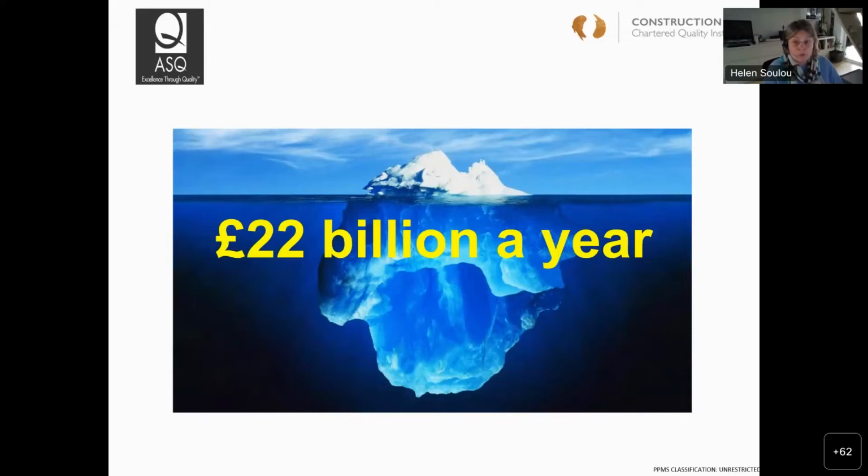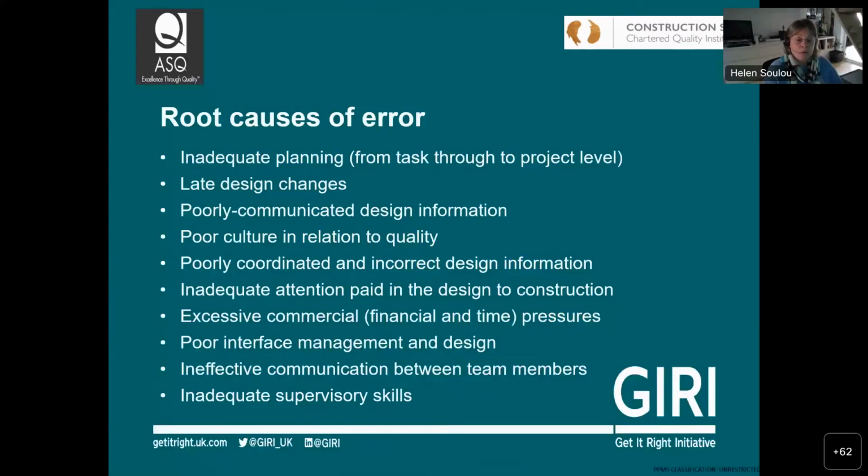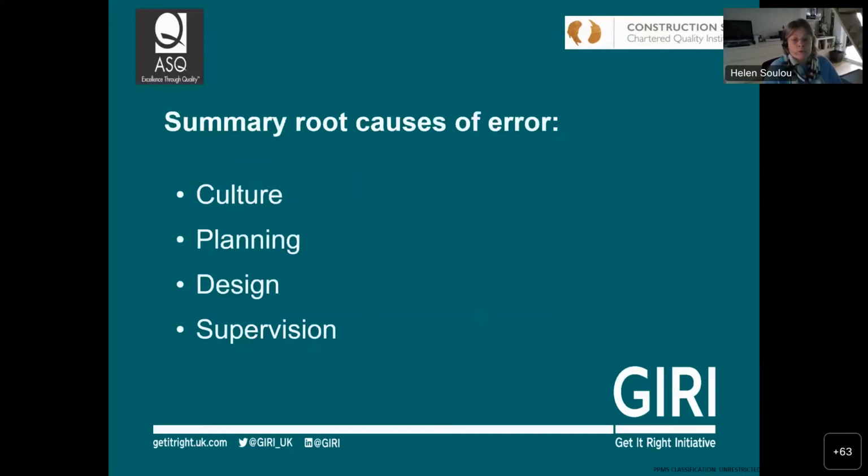And the root causes of errors have also been investigated by the Get It Right initiative a bit later. And 10 of the top root causes have been identified here. And as you can see, almost half of them are linked with design. So you can see that there are slight changes in design, poorly communicated design information, poorly coordinated or incorrect design information, not thinking about constructability, buildability when we are doing design, also having poor interfaces and interface management during the design.